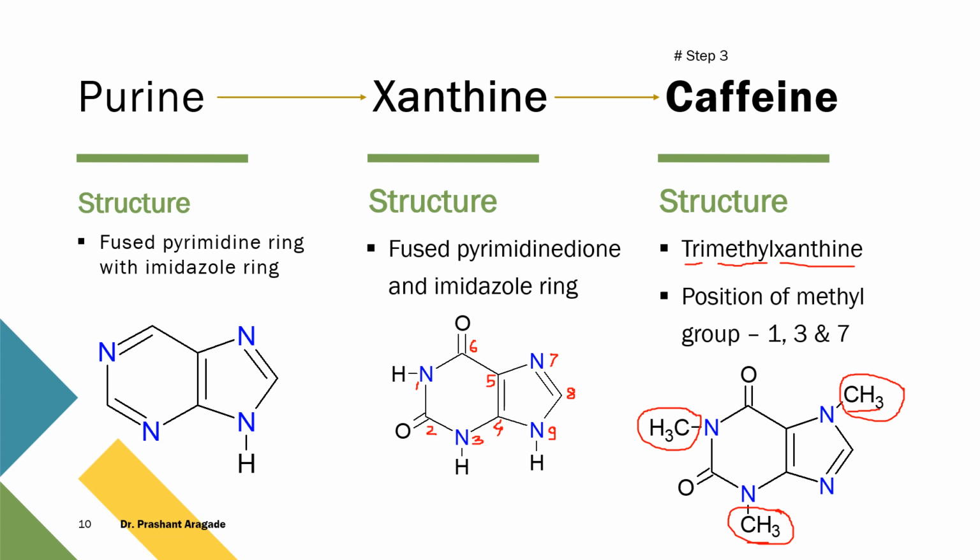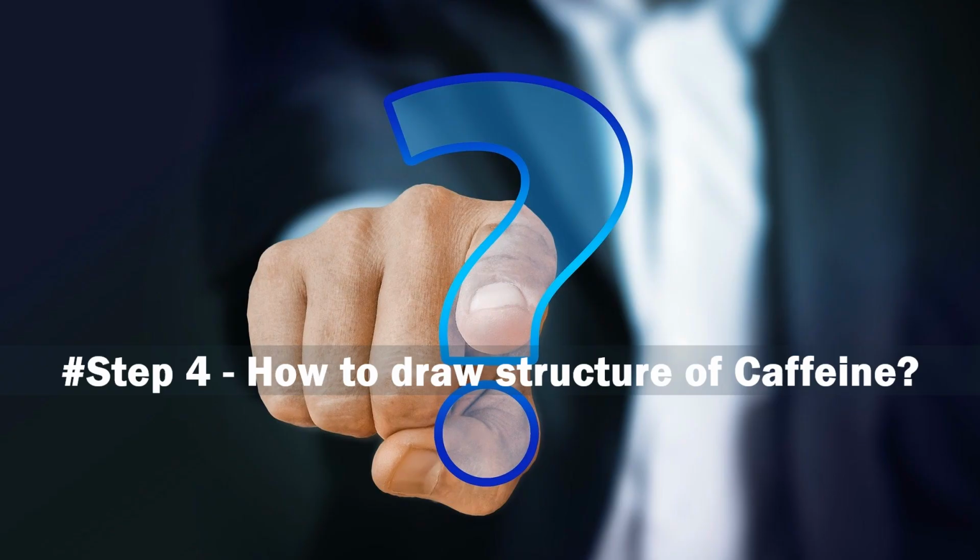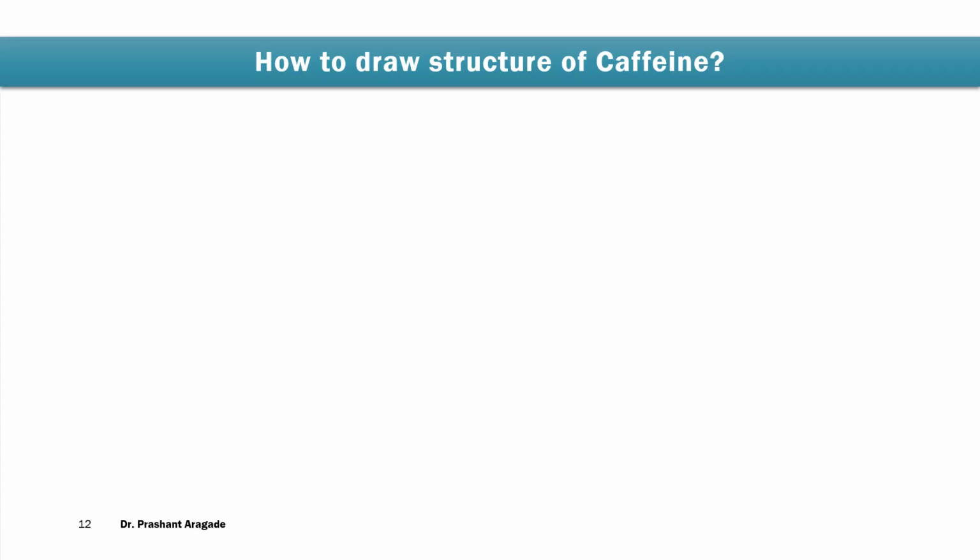So if you know the structure of purine, you can convert it into xanthine, and if you know the structure of xanthine, you just have to attach the 3 methyl groups at 1, 3, 7, and the structure becomes caffeine. It's so simple. So let's see how to draw the structure of caffeine.